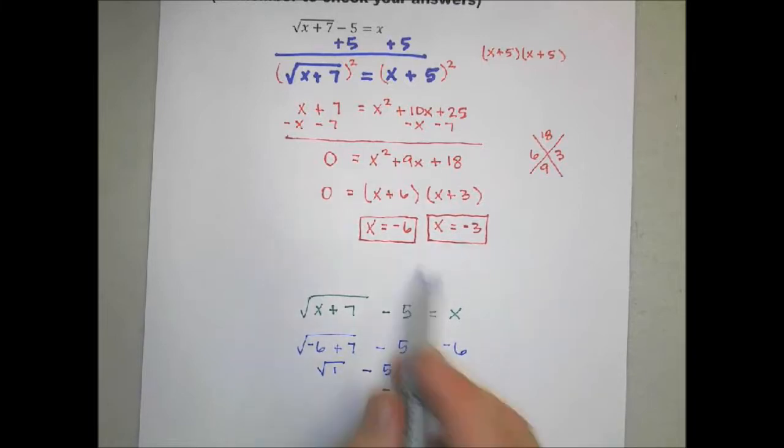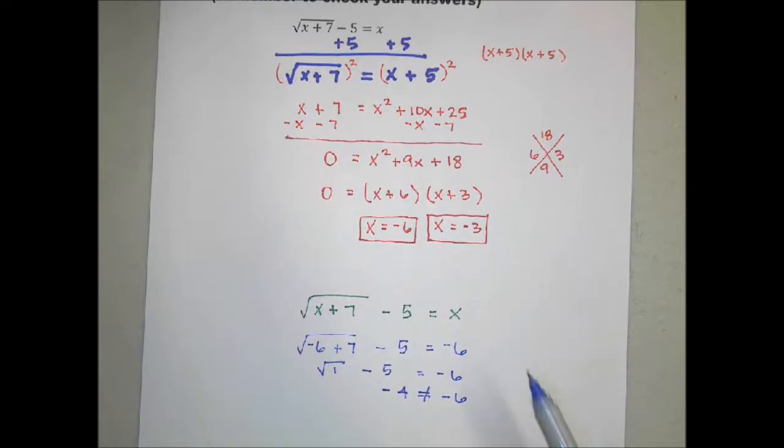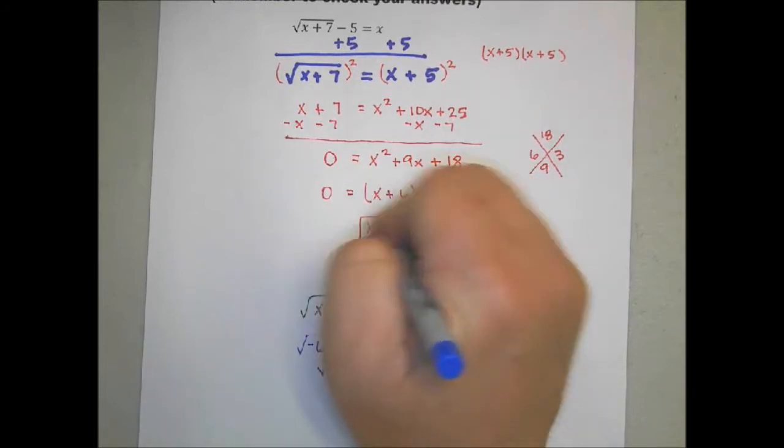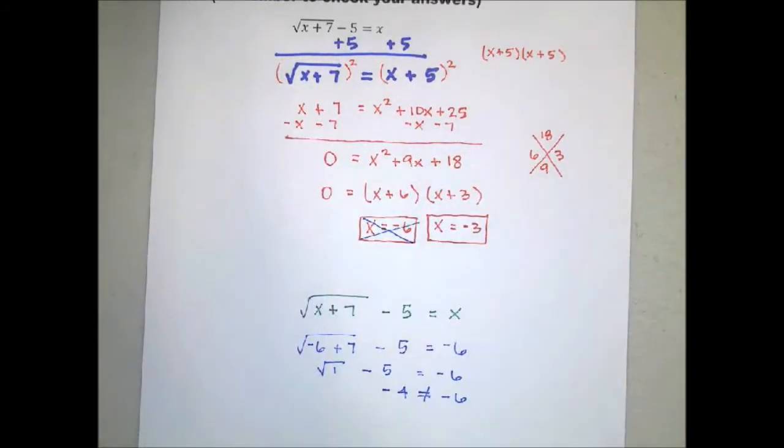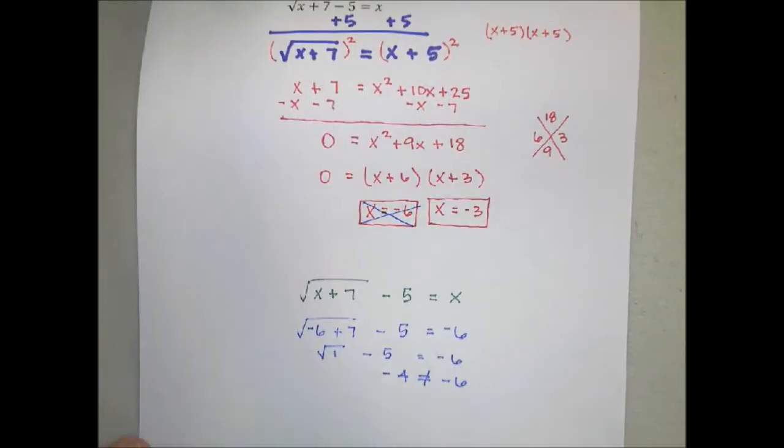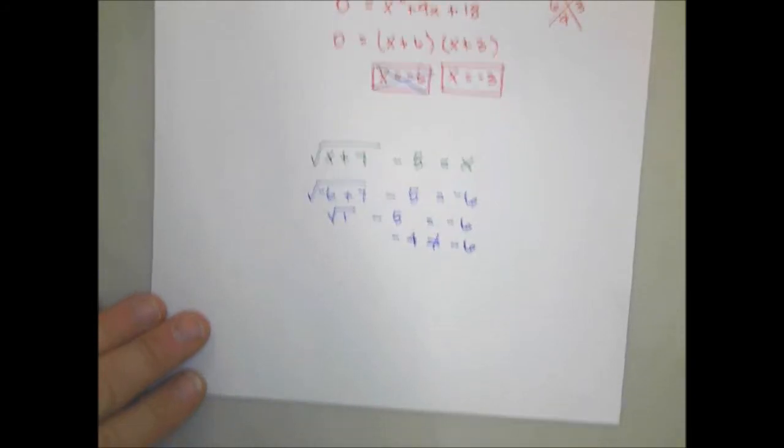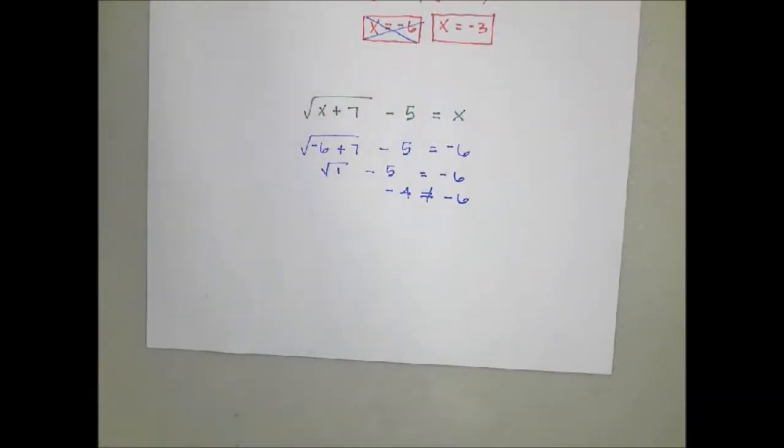So what we just found out was when we plugged in and tested negative 6, that didn't give us a true statement. So negative 6 is out. Now let's go back to the equation again, and let's plug in negative 3.